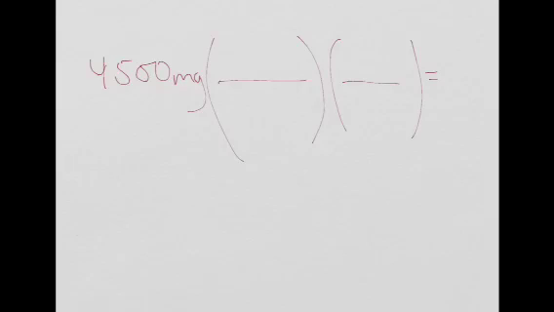The next one, that was 4,500 milligrams. Now, the other thing with conversion factors, you can memorize less and just put more than one conversion factor in. For example, I want to go from milligrams to kilograms. And I don't know the exact conversion from milligrams to kilograms, but I do know that there are 1,000 milligrams in 1 gram. And I also know that there are 1,000 grams in 1 kilogram.